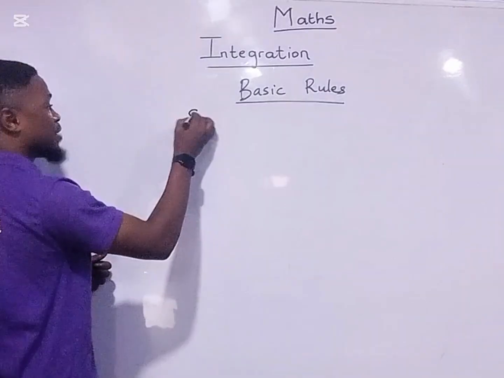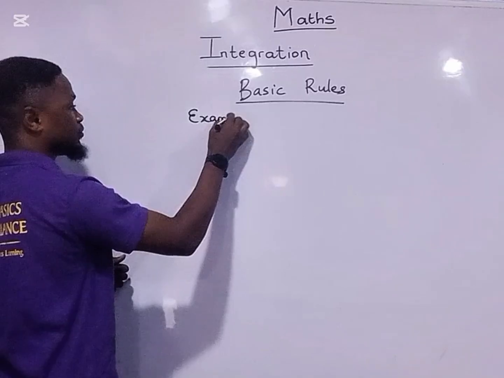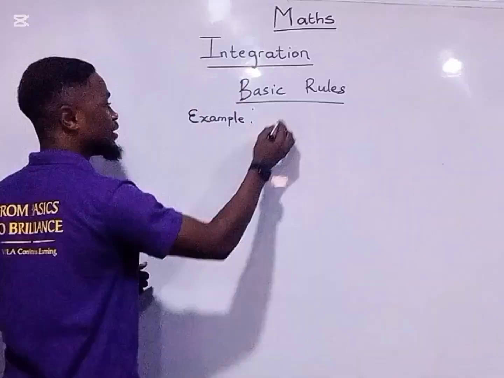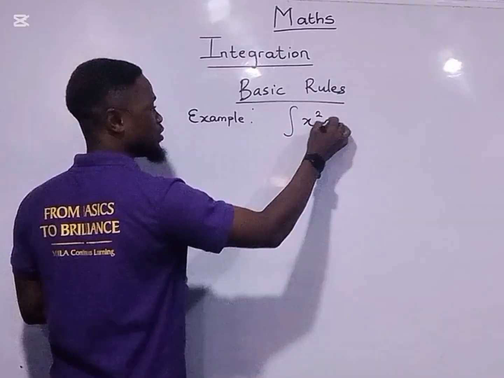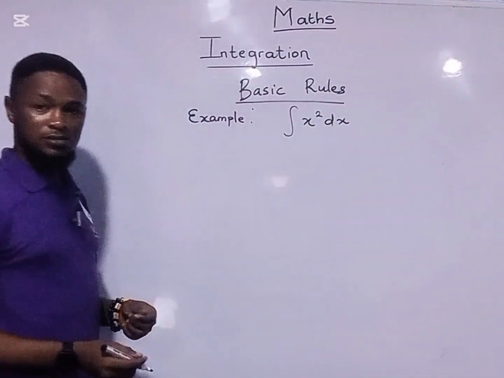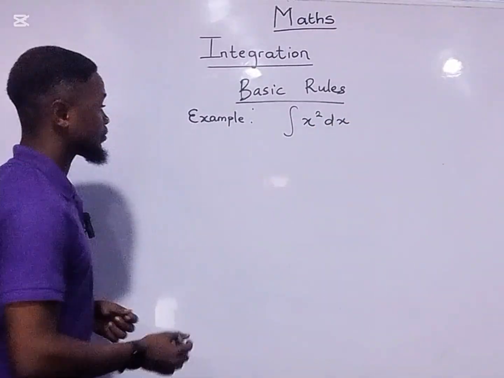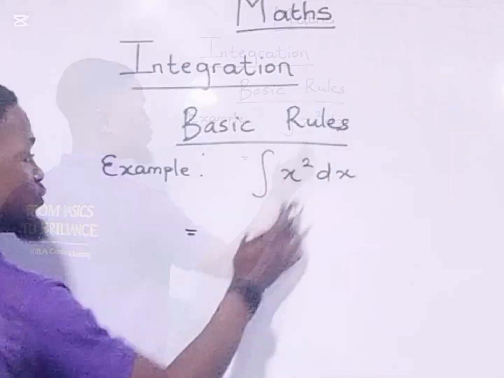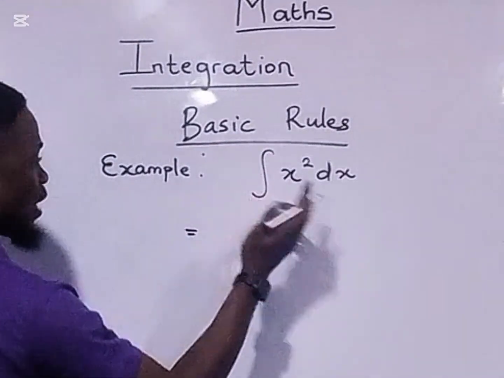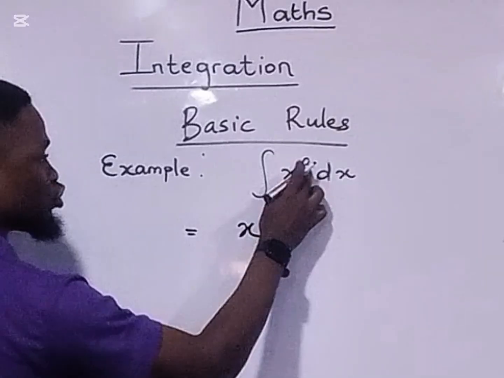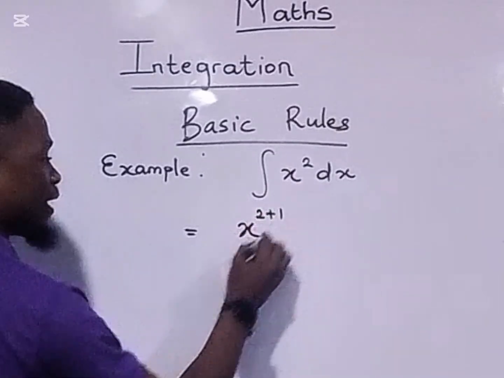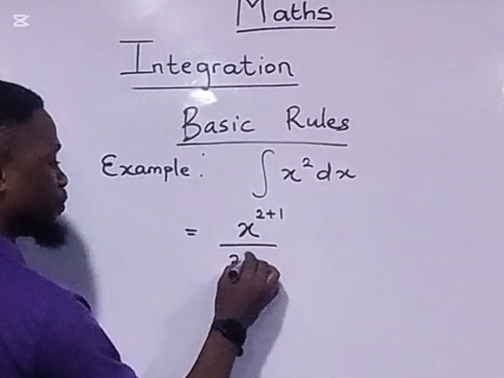All right, let me do an example. If I tell you to integrate maybe x squared with respect to x, you are going to do this. Of course, there's 1 here, but I wouldn't write the 1. I'll just write x to the power of 2 plus 1 all over 2 plus 1.